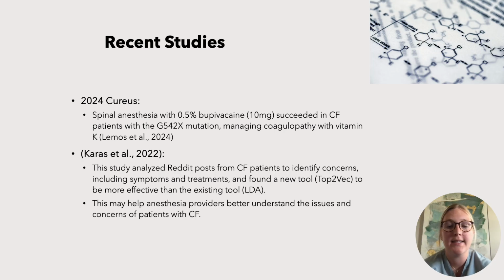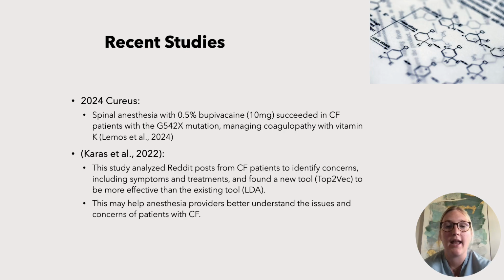So some recent case studies that I found, this first one talks about spinal anesthesia with 0.5% bupivacaine, or about 10 milligrams, and this was helpful for patients with the G542X mutation, and using vitamin K for coagulopathies was helpful as well. And then the next article, they talked about Reddit posts.